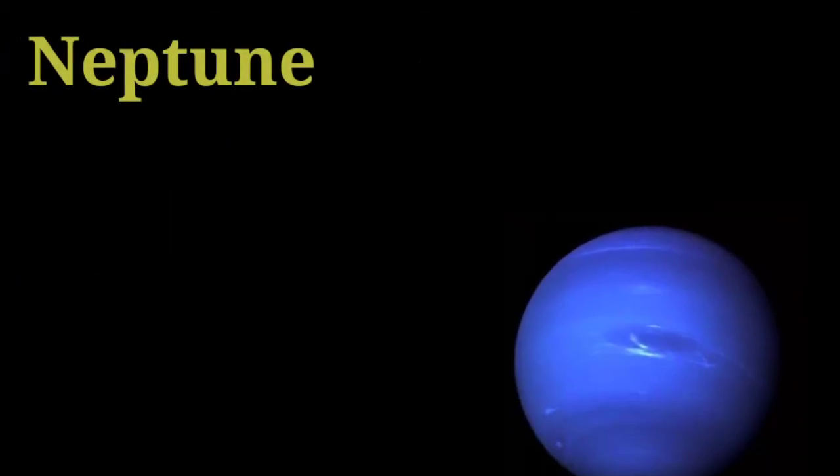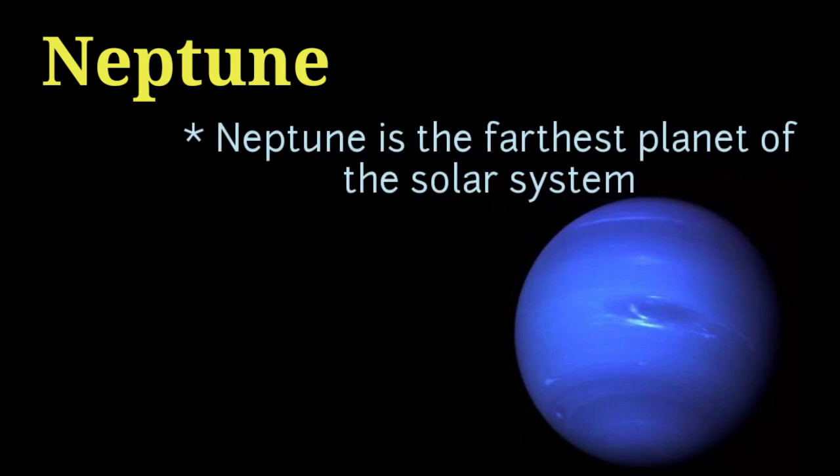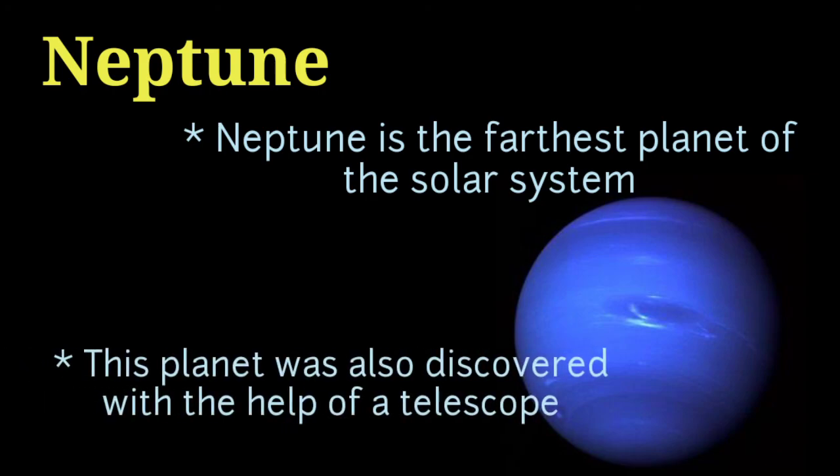Now come to the last planet of the solar system, that is Neptune. Neptune is the furthest planet of the solar system. This planet was also discovered with the help of a telescope. It has 8 moons.